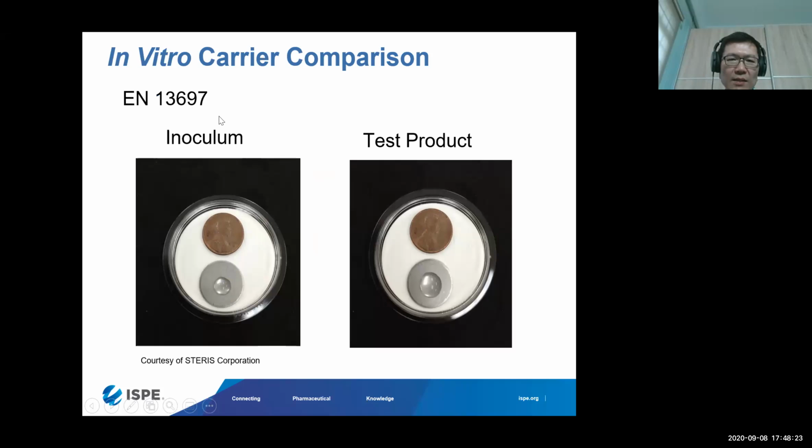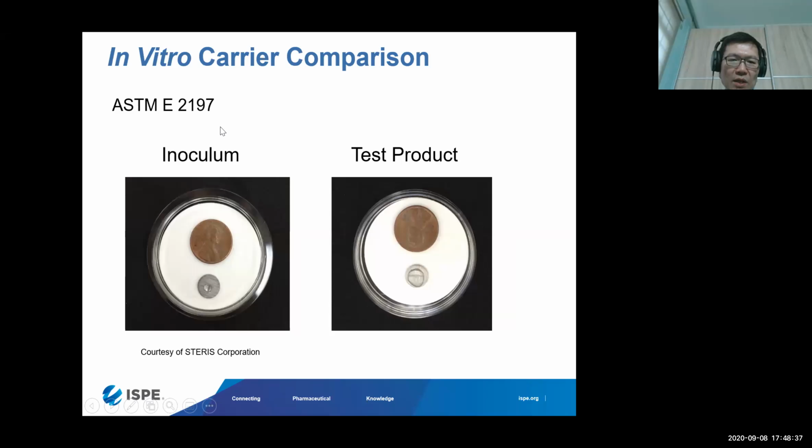So this is a 13697 2 cm disc. You can see the microorganism inoculum, and after drying, you apply the test disinfectants on the inoculum. For ASTM E2197, the disc is smaller, so you can see the size is smaller. This is also inoculum, and after drying, you apply the test products on the disc.